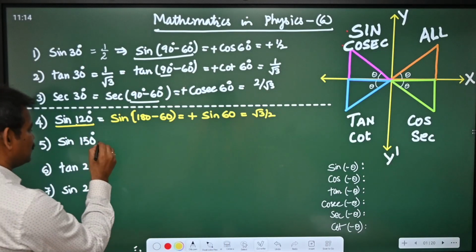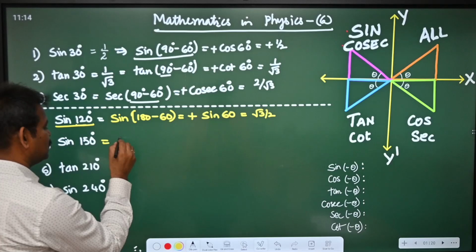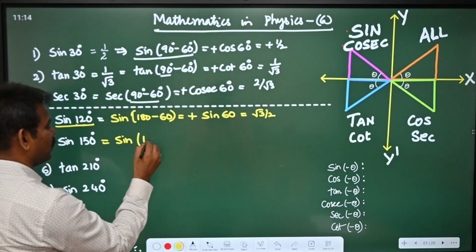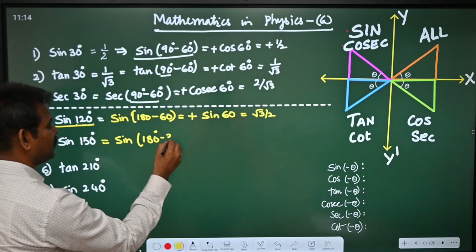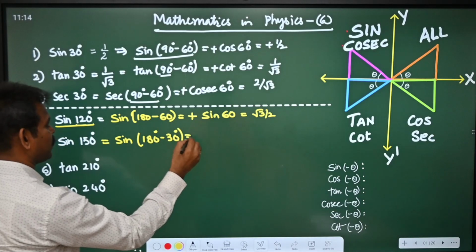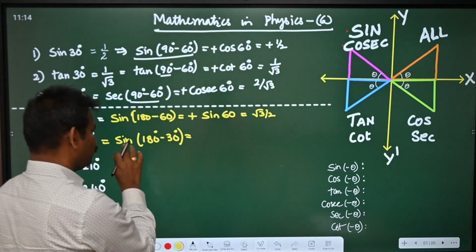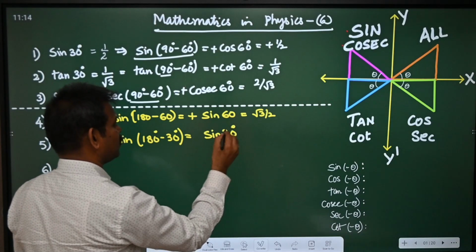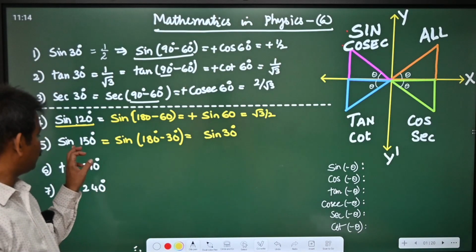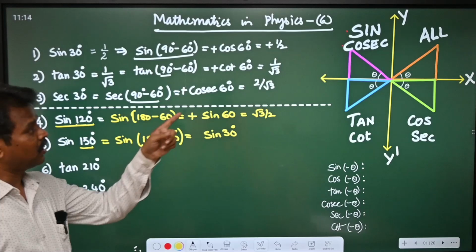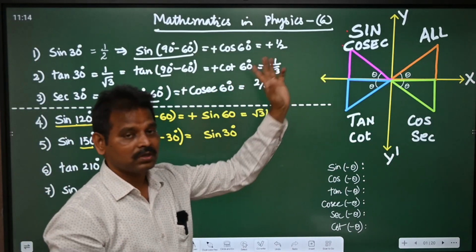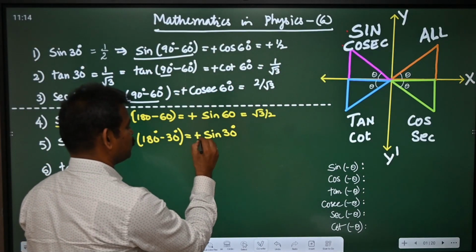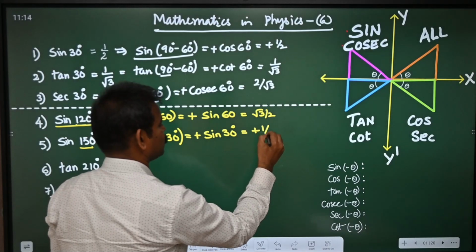The second one, sine 150. 180 degrees minus 30 degrees will become sine 150. Sine(180 minus theta) is sine theta, that is sine 30 only. But 150 lies in the second quadrant, and in the second quadrant sine and cosecant are positive, so we are going to take this as positive, this is plus 1 by 2.